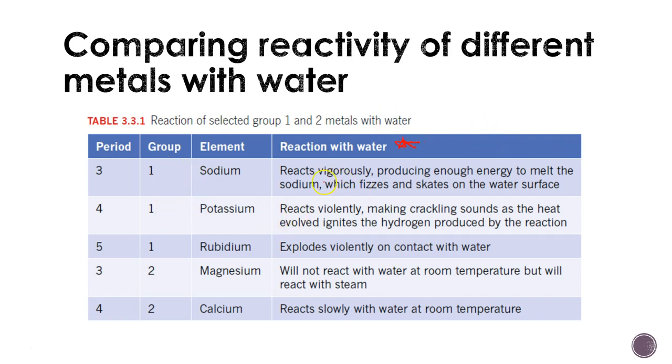Group 1 metals will tend to react vigorously or violently with water. Things like rubidium will react so quickly it will explode. Sodium reacts quickly, potassium more so. In group 2, magnesium doesn't react with water at room temperature, but it will react with steam. So if we give it a little bit more of a kick with temperature, we can see a reaction happen. Calcium reacts slowly with water at room temperature, remembering that calcium is lower down in the periodic table, so its metal reactivity is going to increase.